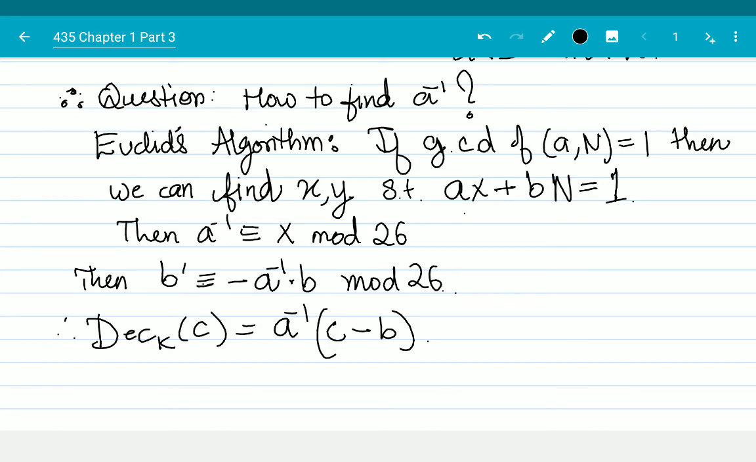Okay, and that allows us to use our affine cipher to encrypt a message, and we have the decryption. Check: decryption of encryption k of x is equal to x. Okay. And so I'll stop this one here. Next time we'll look at more complicated ciphers, starting with probably Vigenere ciphers.